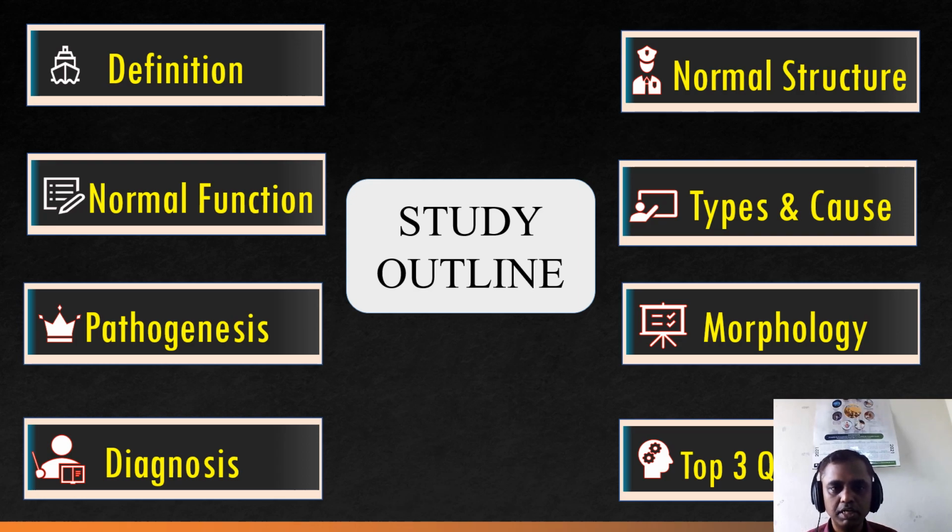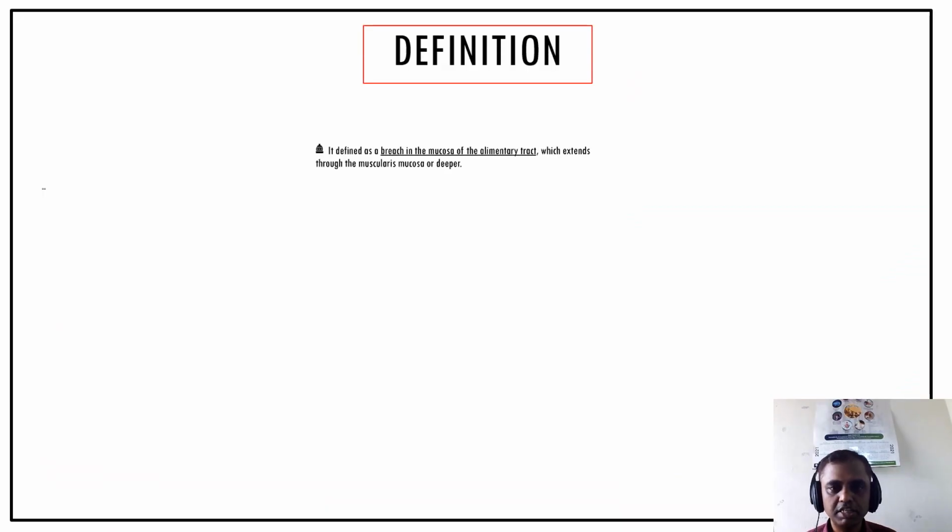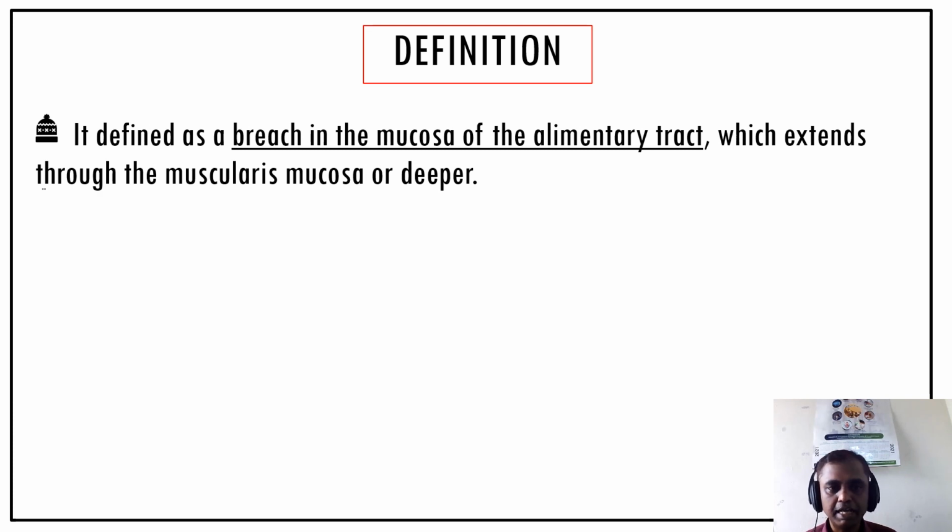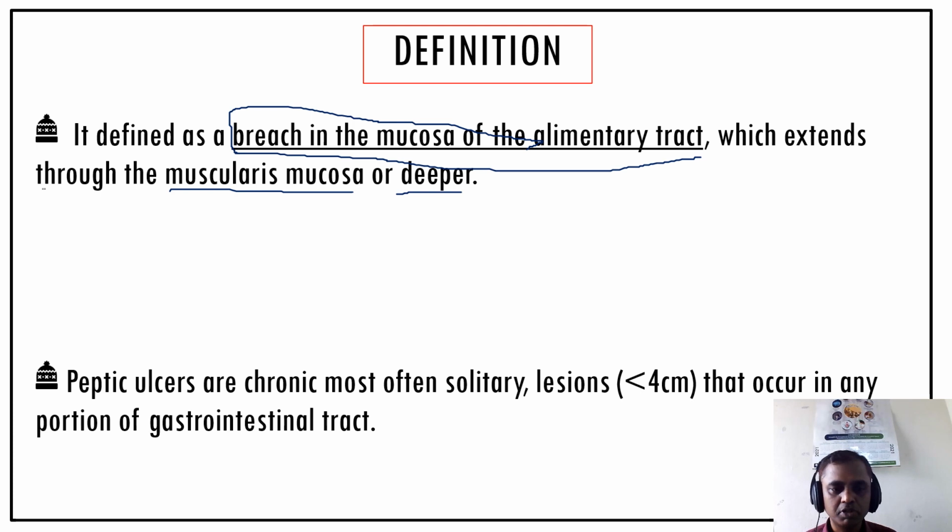So let us go for the definition. The definition is very simple. It is defined as a breach in the mucosa of the alimentary tract which extends through the muscularis mucosa or deeper. So it's a simple break in the continuity of the mucosa of the alimentary tract. Peptic ulcers are chronic, most often solitary lesions, less than 4 centimeters, that occur in any portion of the gastrointestinal tract.